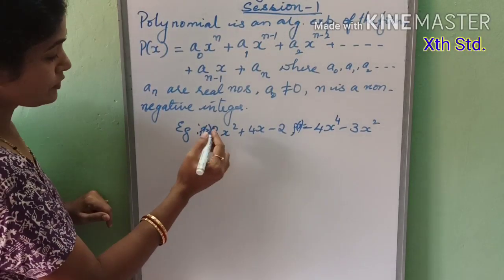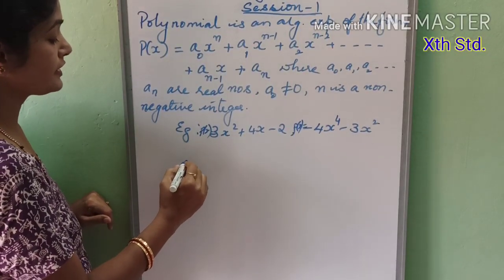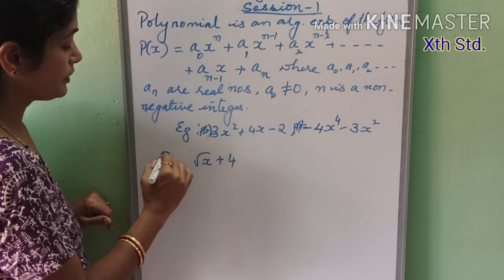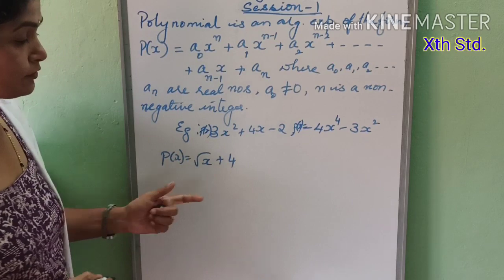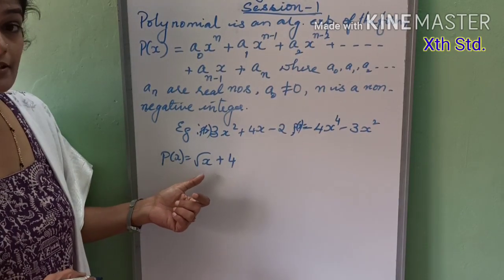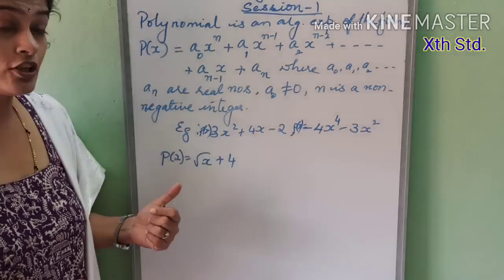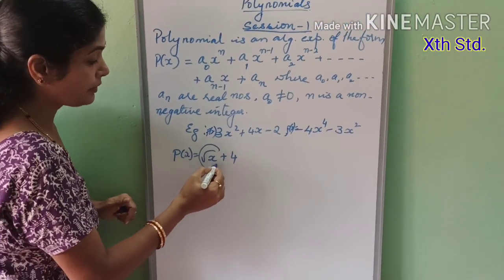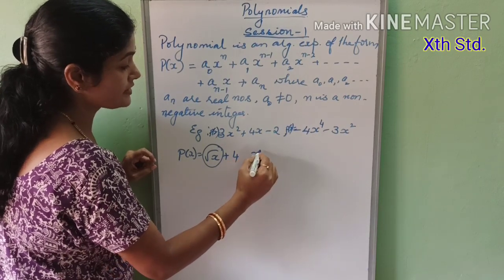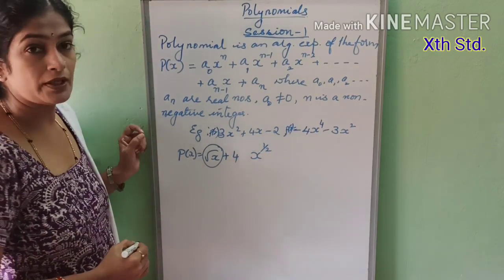Similarly, suppose we consider p of x is equal to root x plus 4. Is this a polynomial? Look carefully. This is not a polynomial. Why is this not a polynomial? Look at the power of this x. Root x is nothing but x raised to 1 by 2.